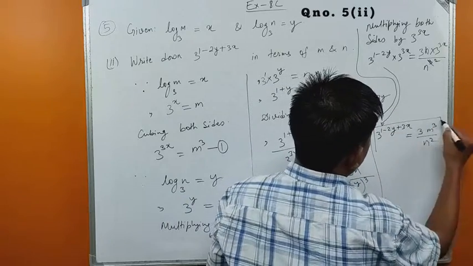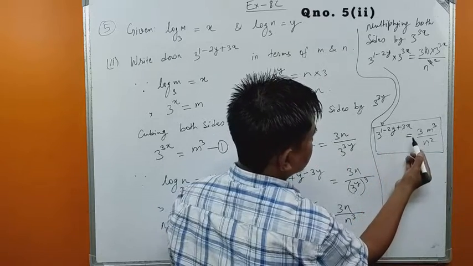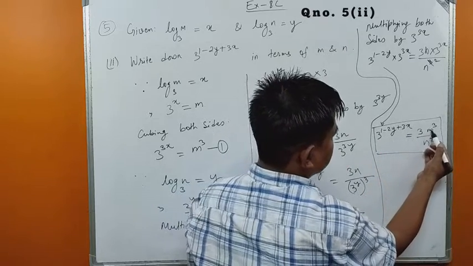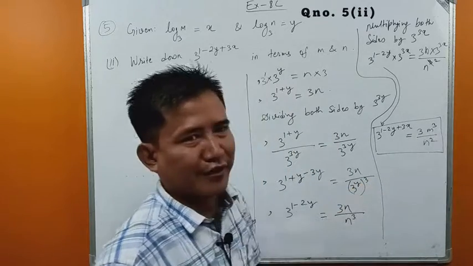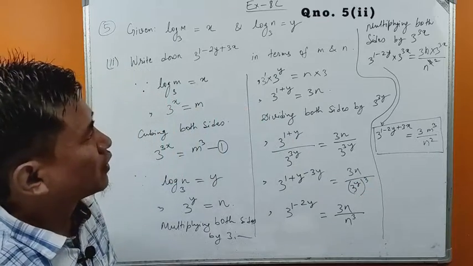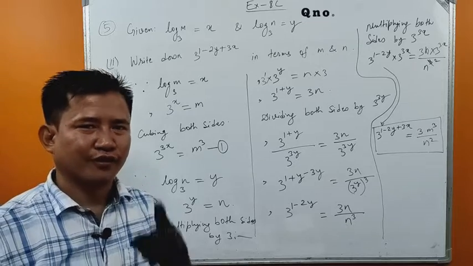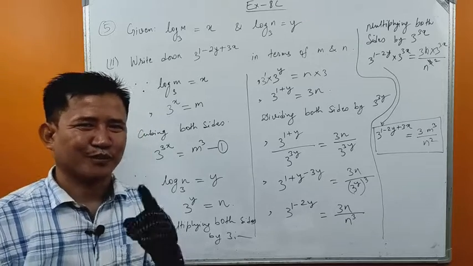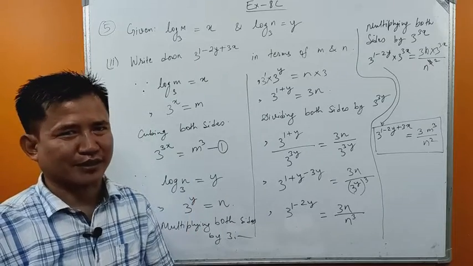So we were asked to find the value of 3 raised to power 1 minus 2y plus 3x, and the answer is 3m square by n square. Sorry, 3m cube by n square, okay? I hope you got this. Not a tricky one, but a bit lengthy, isn't it? But you need to have a very clear knowledge of laws of indices, okay? So please go back and look at the playlist of laws of indices, chapter 7.